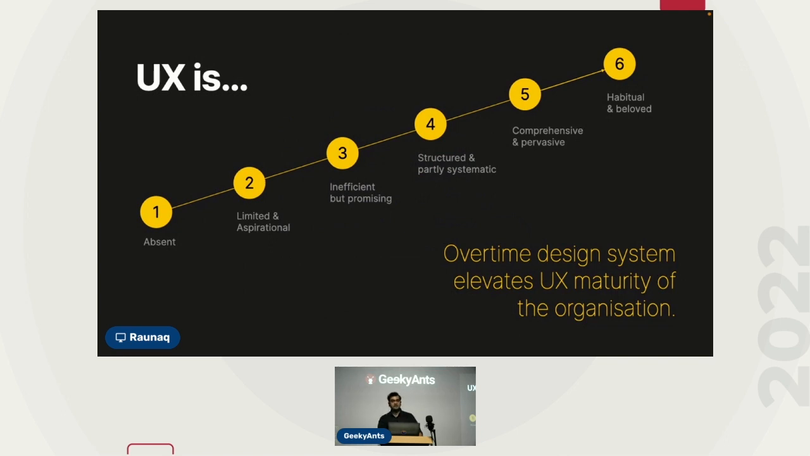You can literally contribute to elevating the maturity of UX or overall design at your own place just by having a part to play in the design system, which I think is the biggest benefit that you can accumulate over time. Yeah, that's it.